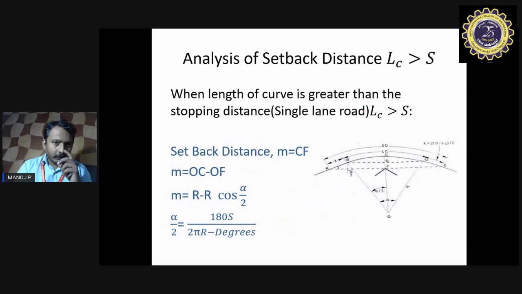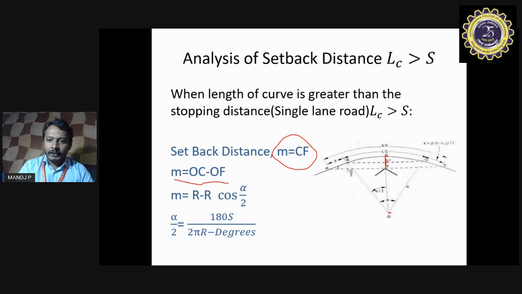Okay. When the length of the curve is greater than the stopping distance, this is a single lane road. This is the continuation of that part. Setback distance M. You can have a look into this. Setback distance M is CF, and M is equal to OC minus OF. What is OC? This is O, and this is C. OC minus OF gives you the value of CF.